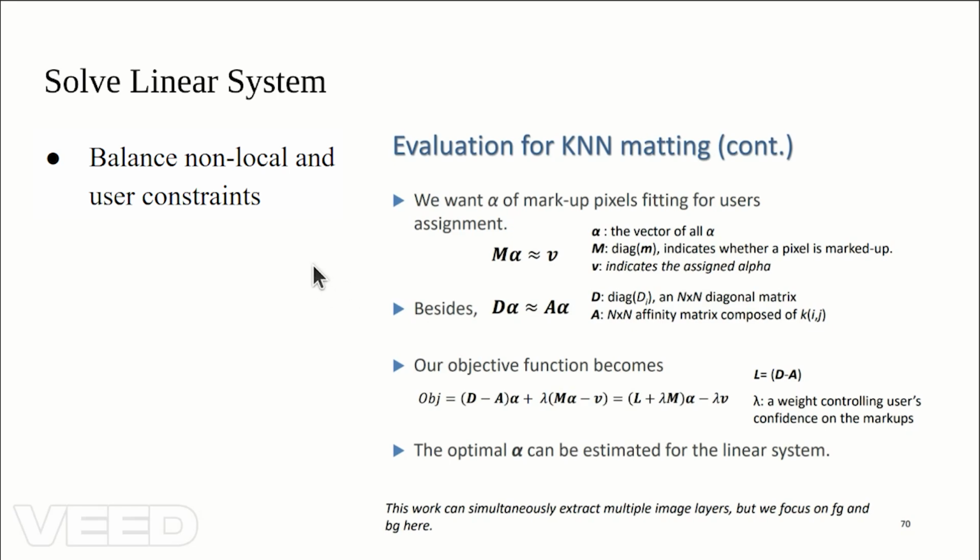After building the graph, we solve the linear system to estimate the opacity, which is represented by this symbol alpha. And by optimizing the objective function here, we can obtain the optimal alpha value. You should be aware that the objective balances two goals, smoothness and user constraints. So maybe you can tweak the lambda value to get a balance between the two.